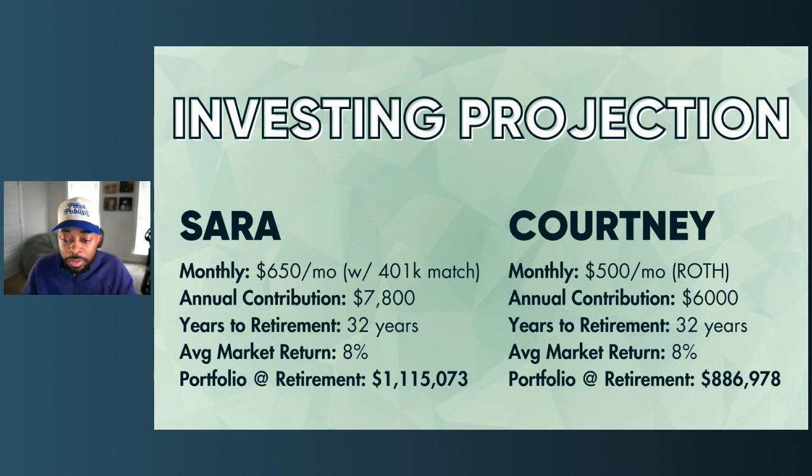So monthly contribution from him is $500 a month. That takes his annual contribution to $6,000. And in Roth, the max contribution is $7,000. So years to retirement is 32 years. Average market return, 8%. His portfolio at retirement will be $886,978. So combined, they're looking at around $2 million at retirement if they were to keep this up.